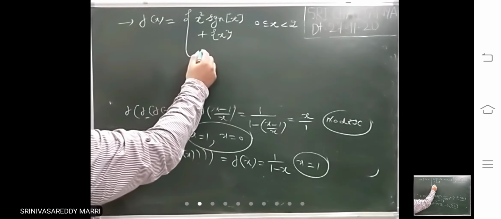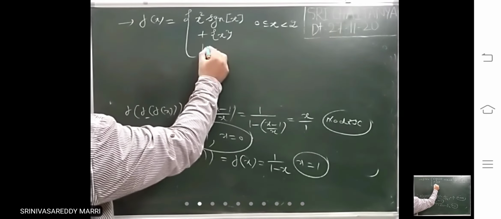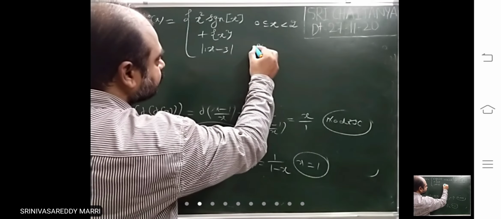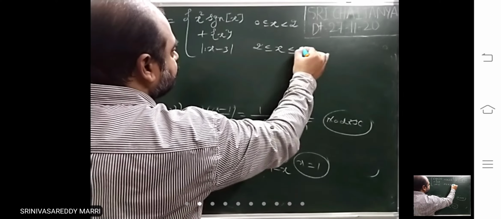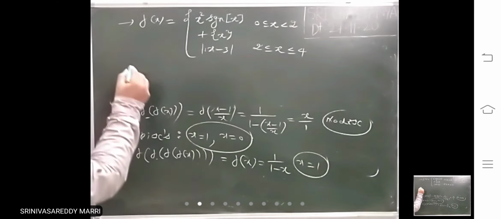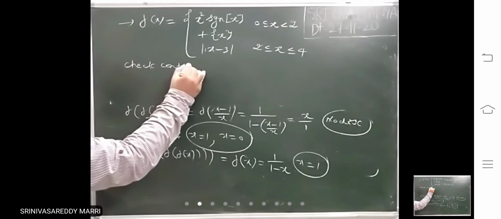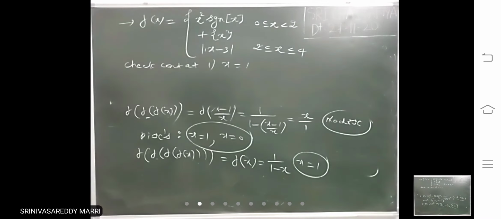0 to 2, and it is defined as modulus of x minus 3 between 2 to 4. Function is defined like this. Now check continuity at number 1, x equal to 1.